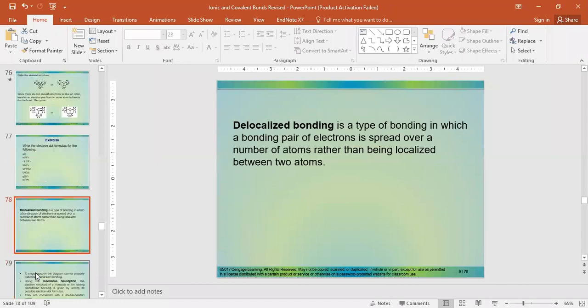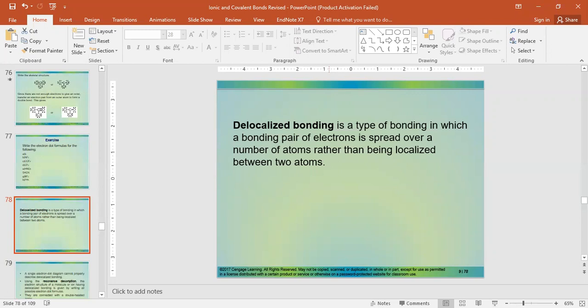Now, let me talk about the delocalization of bonding electrons. When you talk about delocalized bonding, here we are talking about a type of bonding in which the bonding pair of electrons is not associated with particular atoms, but it is associated with a number of atoms.